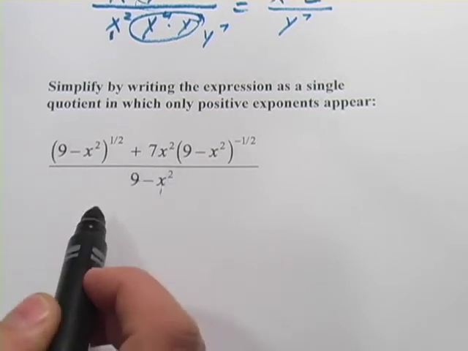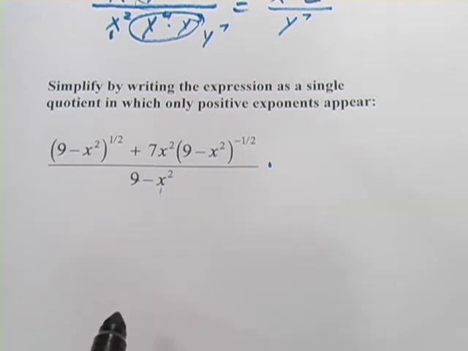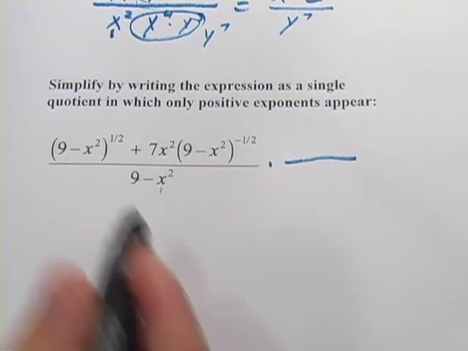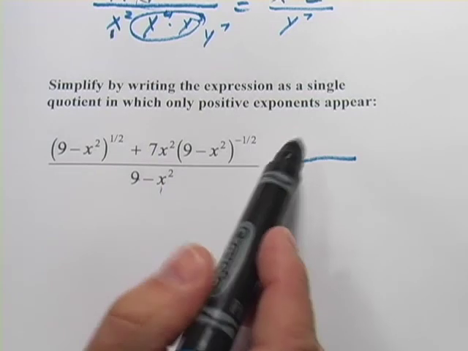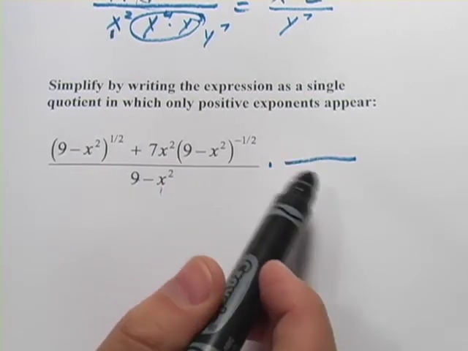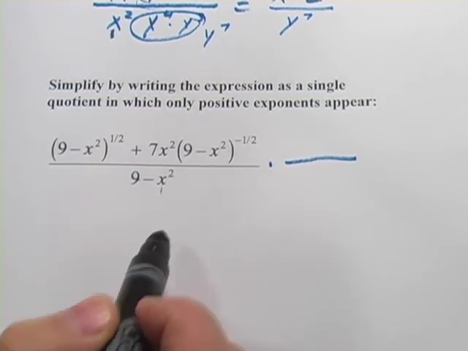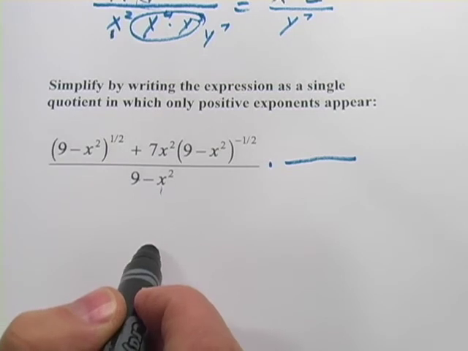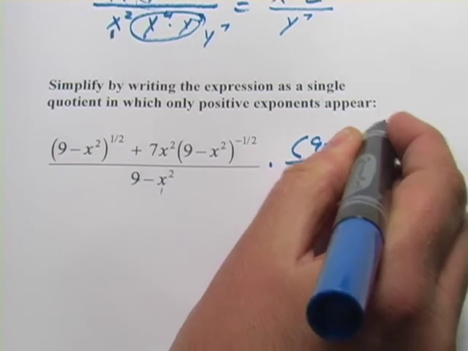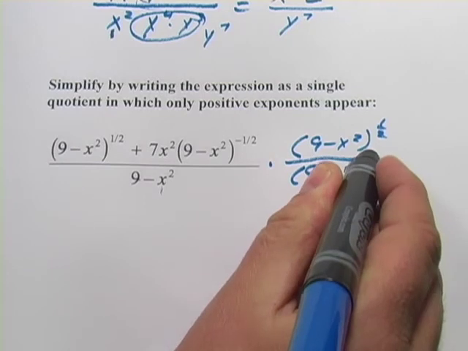Now when you see a fraction like this, to simplify it, typically you're going to multiply it by something that would help things work out. And it's going to be a form of the number 1, because we don't want to really change this. So maybe I would multiply by x over x, or maybe I would multiply by 9 minus x squared over 9 minus x squared. In this case, I want to try to get rid of this negative exponent. So I'm going to multiply by 9 minus x squared to the positive 1/2. And of course, I have to put that on the bottom too, so that this is equal to 1.